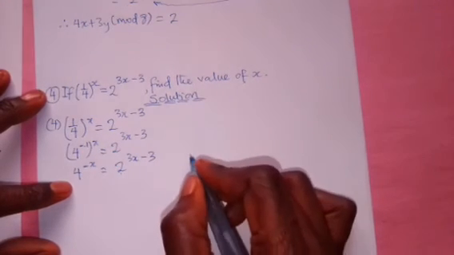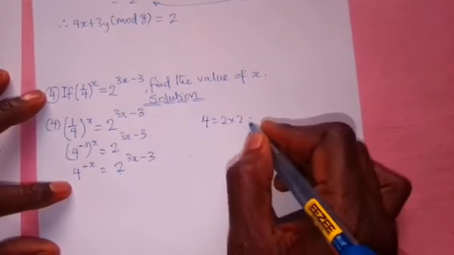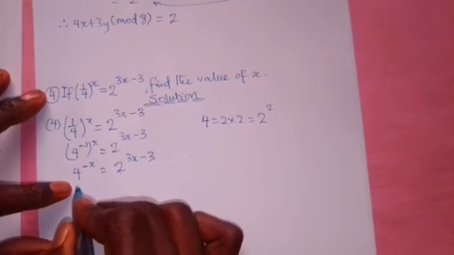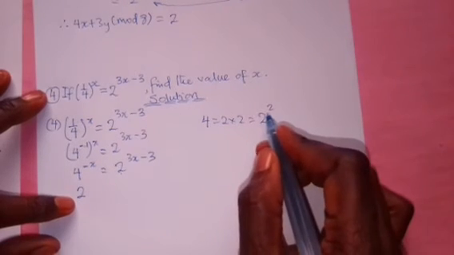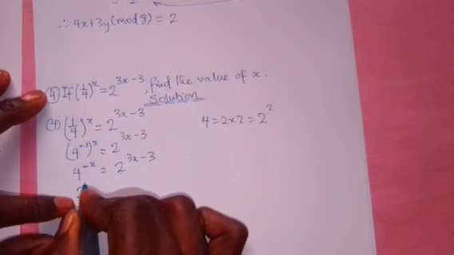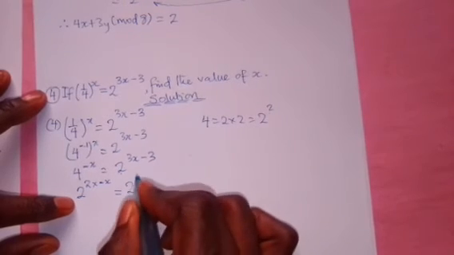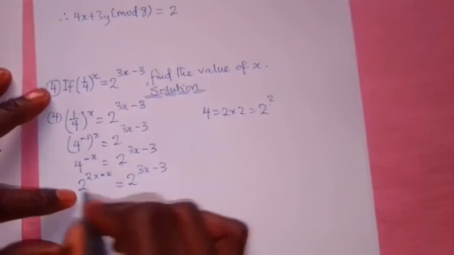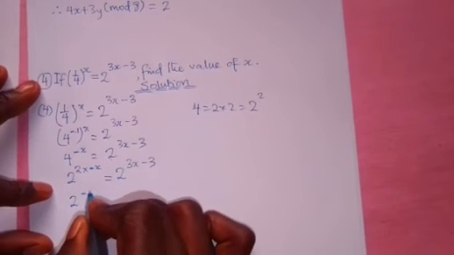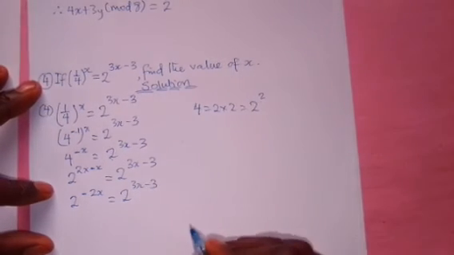If you come here to this side, we can say that 4 is 2 multiplied by 2, and that can still be written as 2 power 2. So the 4, I can write it as 2 power 2, then the power 2 is multiplying the minus x that is here. So I can say 2 power 2 times minus x. Then here will come 2 power 3x minus 3. Now if you do this simple multiplication here, you are going to have 2 power minus 2x equals 2 power 3x minus 3.